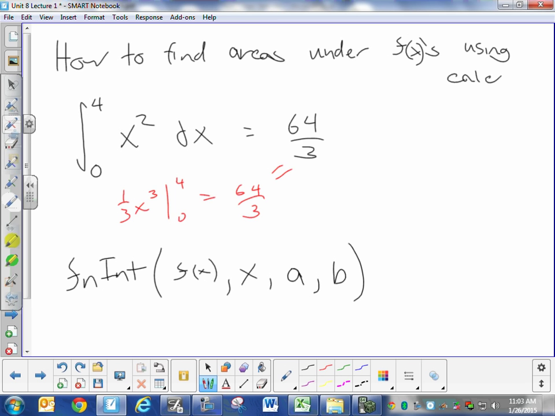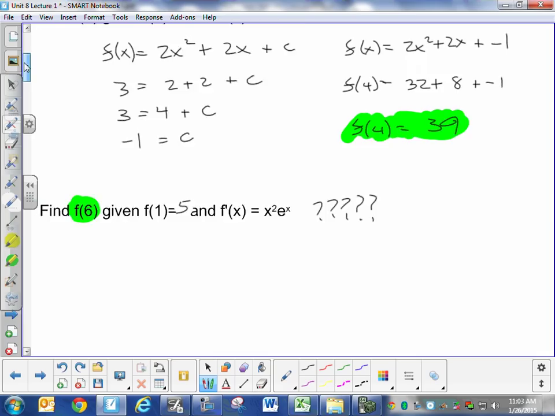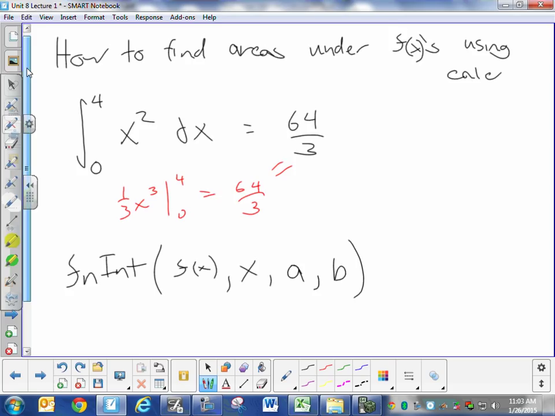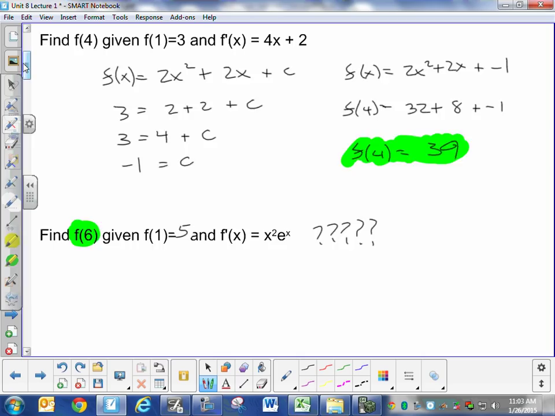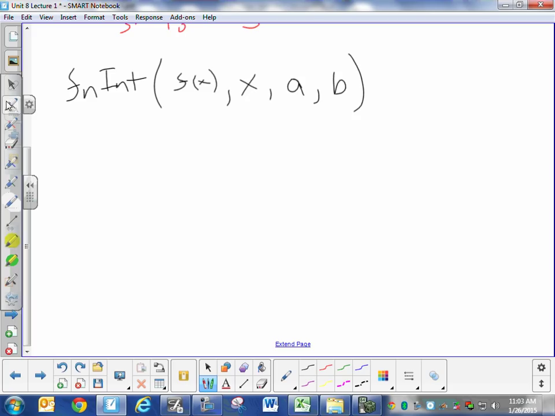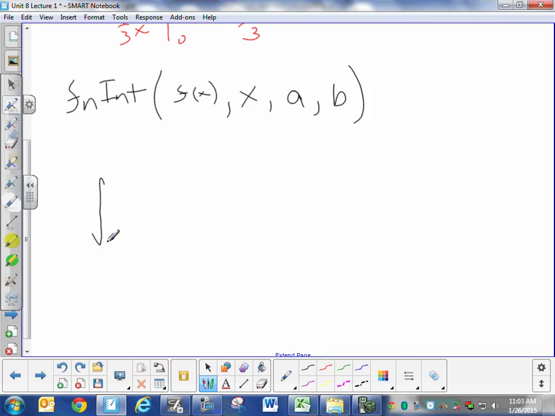Cool. Well, between 1 and 6. Yeah, I guess we'll keep it. Well, guess what? Now I could actually find something that I couldn't take the antiderivative of. I could find the area from 1 to 6 of x squared e to the x. Something I couldn't do using the fundamental theorem of calculus because I don't know the antiderivative of x squared e to the x, I can do now with my calculator.